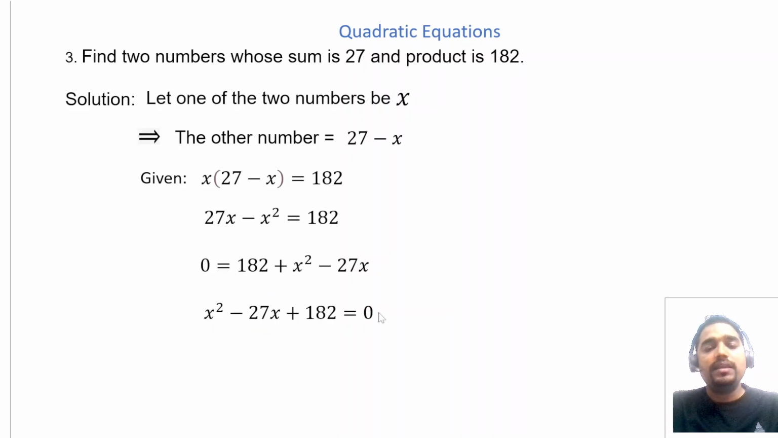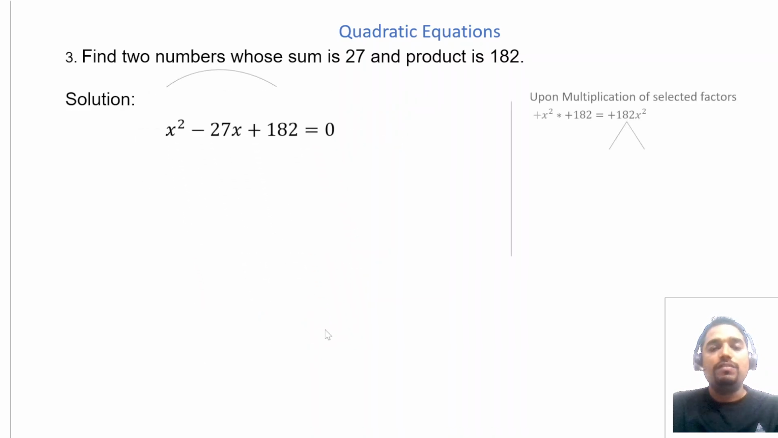Now this looks like ax square plus bx plus c equals 0. That is, it contains three terms. The first term is the x square term, the second term contains x, and the third term is a constant term. Therefore, it is in standard form. Once the quadratic equation is in the standard form, then we can go ahead and proceed with the factorization.